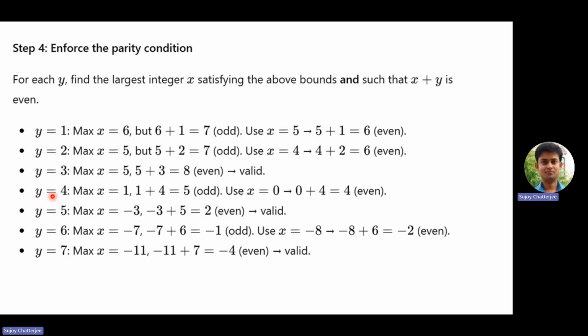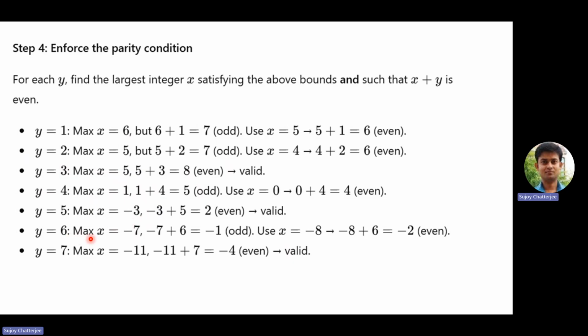Now when y is equal to 4, max x is 1. 1 plus 4 is 5, which is an odd integer. So use x is equal to 0, 0 plus 4, which will give you 4, as even. Then we have y is equal to 5, where max x is minus 3. Minus 3 plus 5 is 2, which is even, and this is again valid.